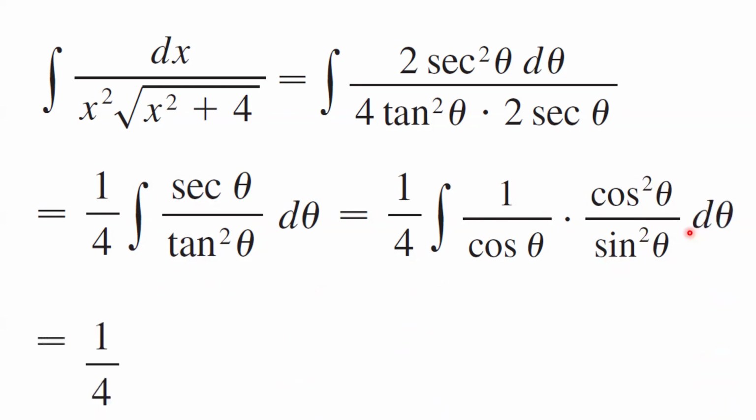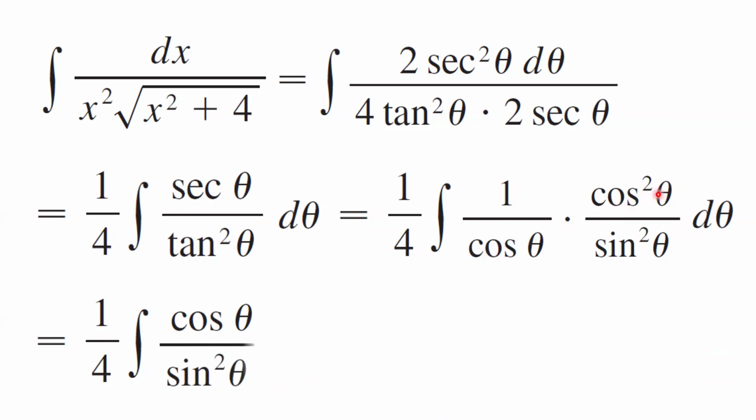Now, this can be written as 1/4 the integral of cosine theta on the numerator and sine squared theta on the denominator. Basically, you can cancel out cosine and cosine squared. You end up with 1 cosine and sine squared. Well, this is a simple substitution because you have u on the denominator, and du is cosine theta d theta. It makes our life much easier.